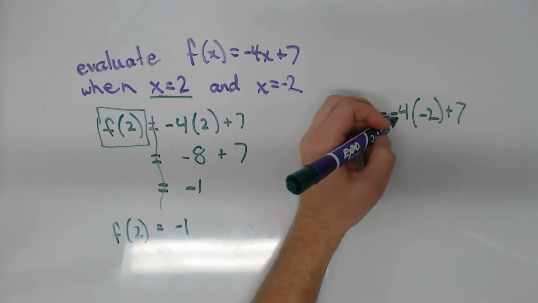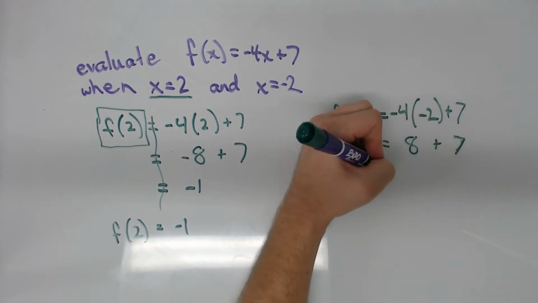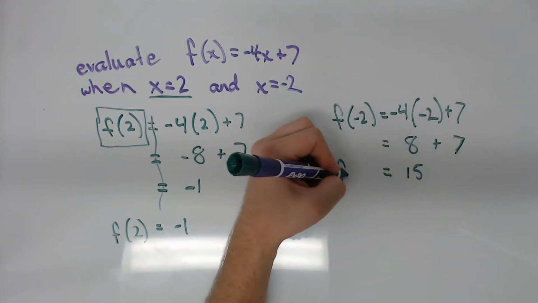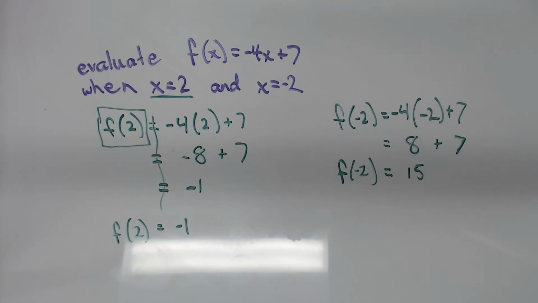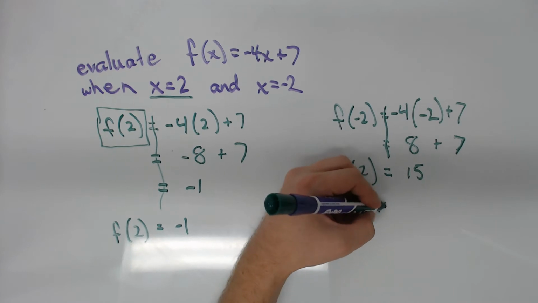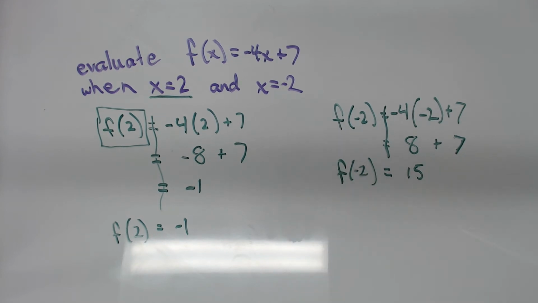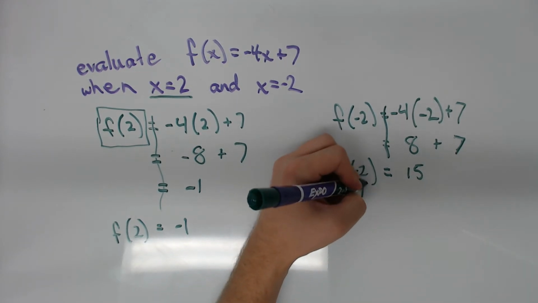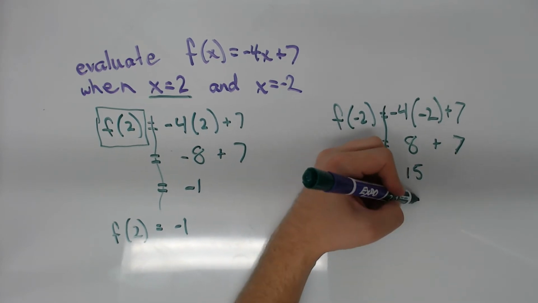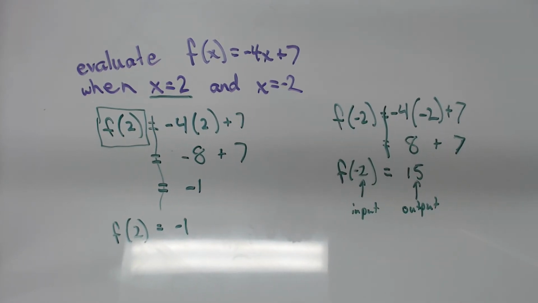So I'll start by multiplying. Negative 4 times negative 2 is positive 8. 8 plus 7 is 15. And that's my answer. F of negative 2 equals 15. Again, I could write that as an ordered pair. Negative 2 comma 15. And plot the point. But right now we're just trying to find the evaluated answer. So this reminds us of our input. The result, when everything's simplified, is our output. Okay? So it really is like y equals mx plus b when you have a number to plug in for x. There shouldn't be any algebra work to do.